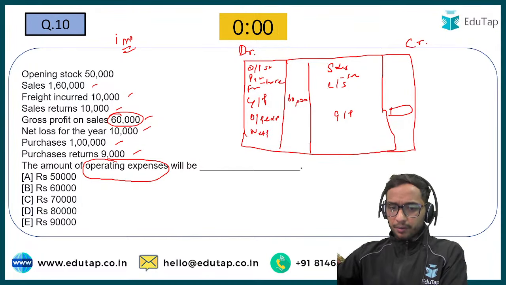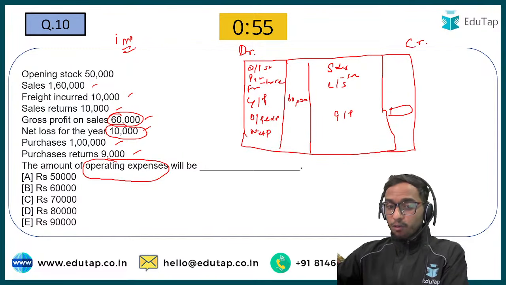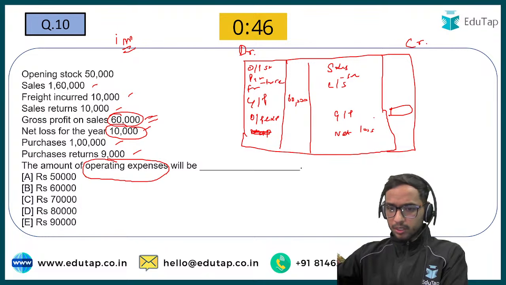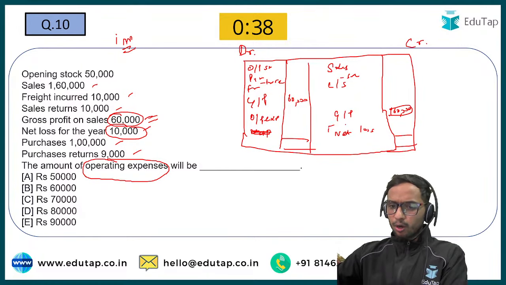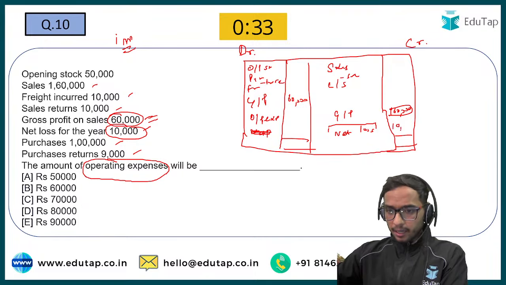Okay, but the question is saying you have a net loss for the year, so that means there will be no net profit, it would be only net loss, isn't it? Now gross profit is directly given to you as 60,000, so just write it here as 60,000. Now this will be balanced, you know this thing, right? In the accounts these will be balanced because net loss is your balancing figure, right? Net loss is directly given to you as 10,000.